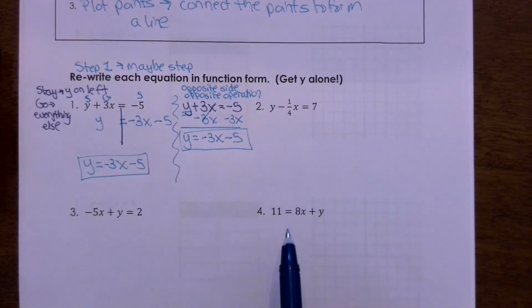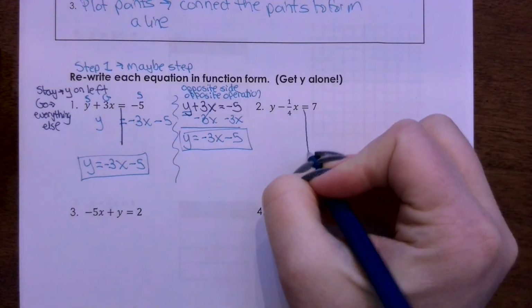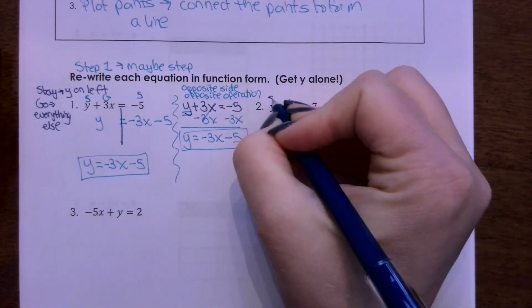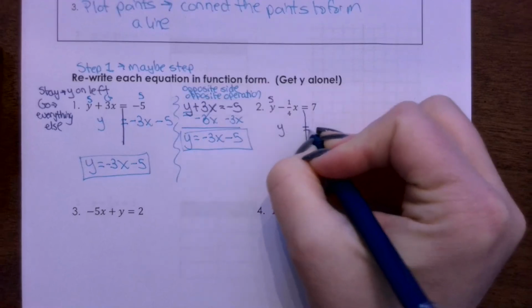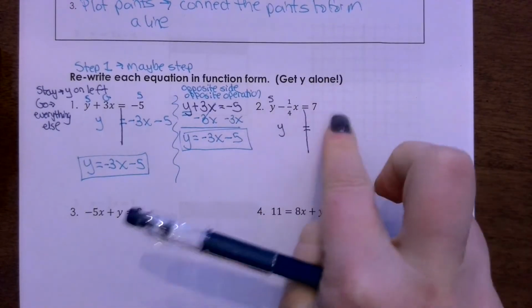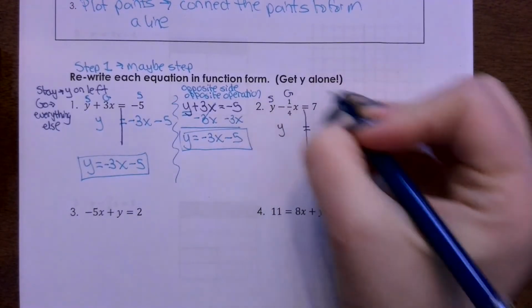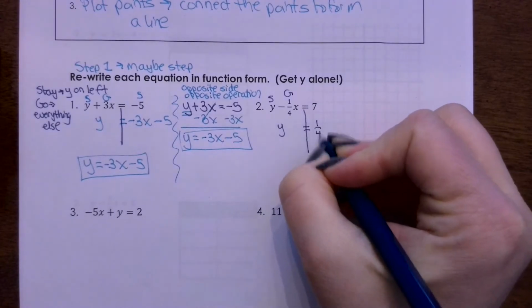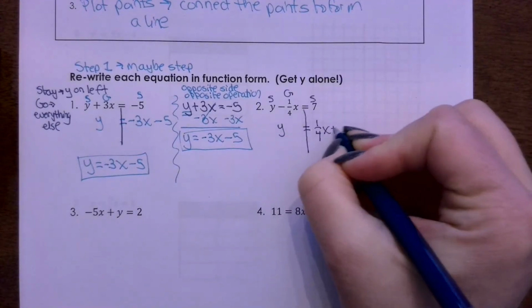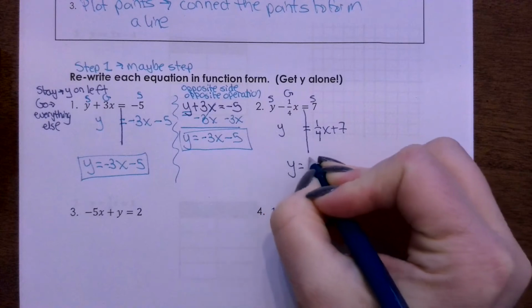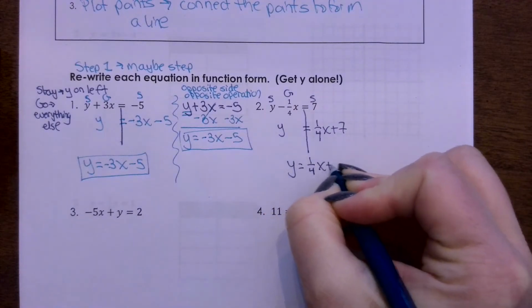So let's take a look at number 2. If I stay and go, I know I want my y to stay here as a y. Everything else has to go to the right. So this will go as a positive 1/4 x, and this will stay as a positive 7. So I get y equals 1/4 x plus 7.